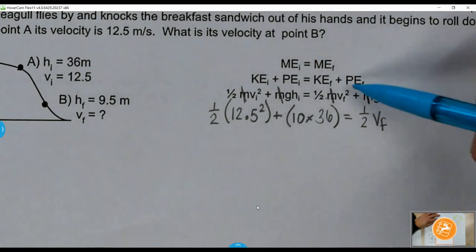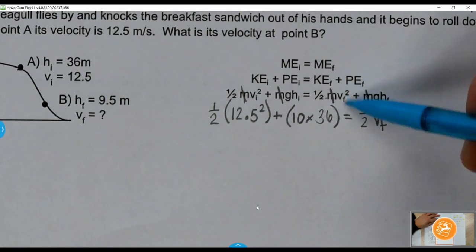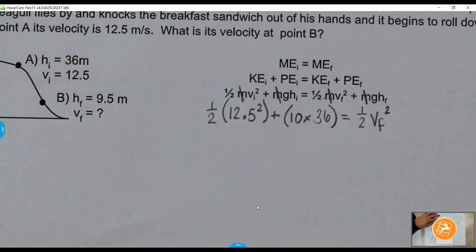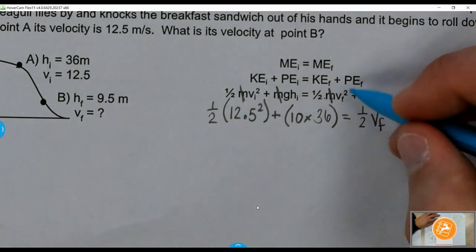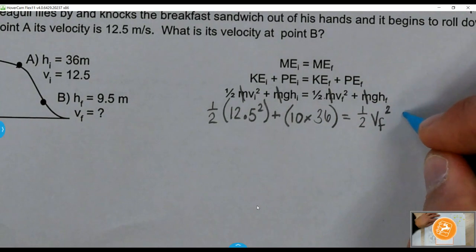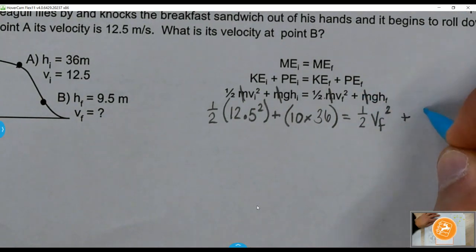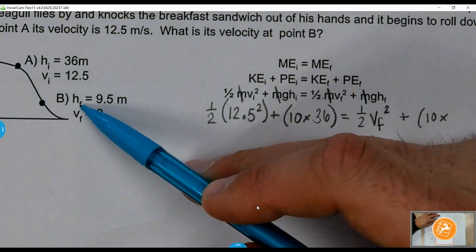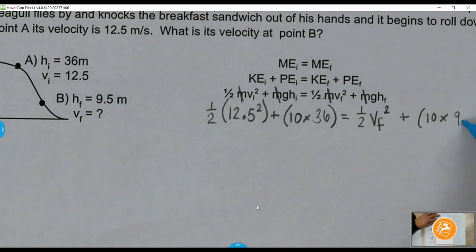And don't forget, see right here in the equation, what is above VF? A squared. One of the students in my first period was doing this. They forgot that, and then they were like, "Why does the number seem really weird?" And that was why. So don't forget that. Next thing, bring down the plus sign times. So we now have g times HF. So 10 times what's our final height? HF, right over here, 9.5.